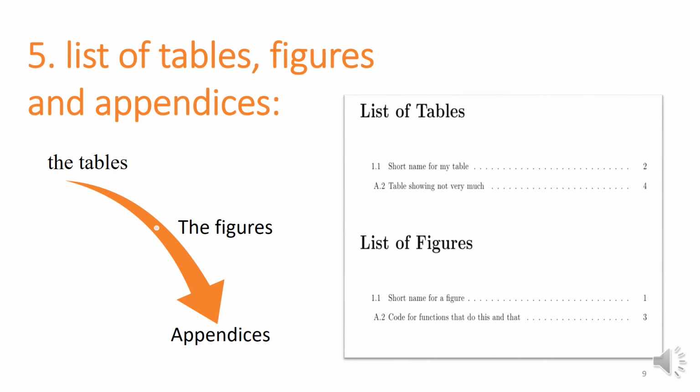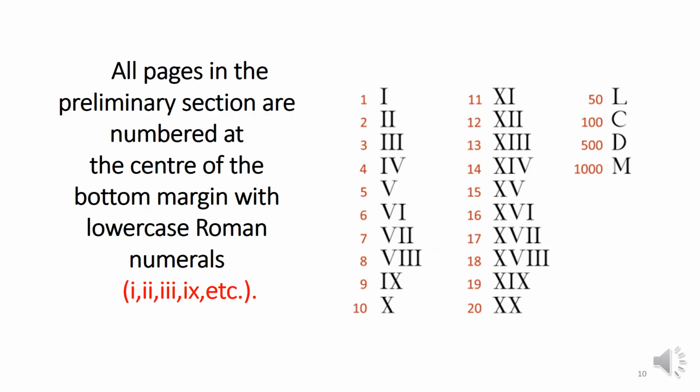If tables, figures and appendixes are included in the report, a separate page is included for each list. The full titles of the tables, figures and appendixes, worded exactly as they appear in the text, are presented with corresponding numbers and page locations. And please, you have to know all pages in the preliminary section are numbered at the center of the bottom margin with lowercase Roman numerals, okay?